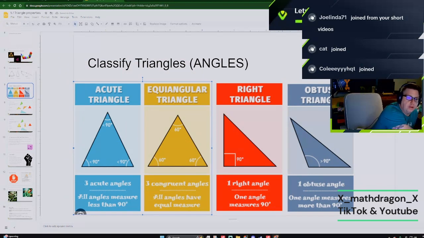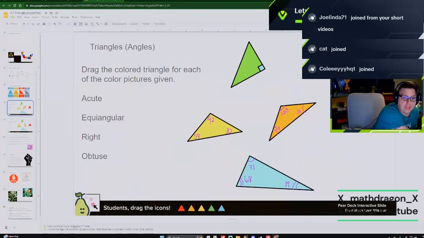Now, there is a right triangle, which has a right angle, and you can always tell a right angle, a 90-degree angle, by the box in the corner. It will always have a box. If it doesn't indicate with a box, then it's not a 90-degree triangle, even if it looks like it. And then the last one is obtuse, where it's greater than 90. So you can have triangles that fall into these categories.